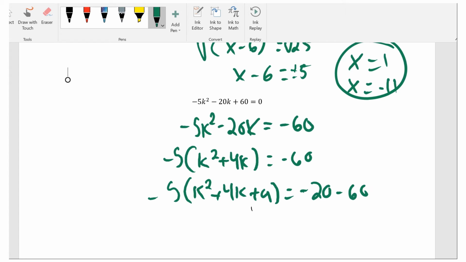See how we got that? See this negative 5? You have to distribute that. So we are adding 4, but it's like we're adding negative 20 because you have to multiply it by that negative 5. So you get negative 5, and the numbers that square to give you 4 would be k plus 2 squared equals negative 80. And now we're going to solve for k.